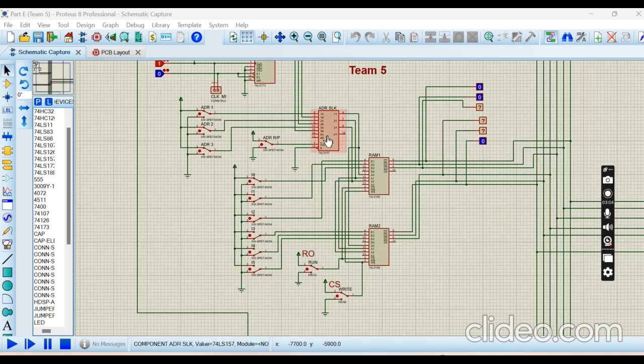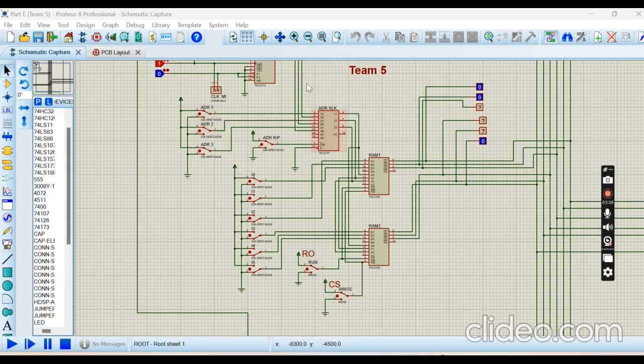And the address selector is connected to the RAM. The 3 outputs of the address selector are connected to the RAM, while the 6 inputs are coming from the input directly to the RAM. So as you can see, initially we have 3 inputs that are connected to the address selector.